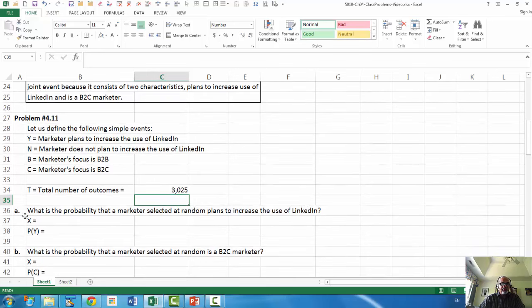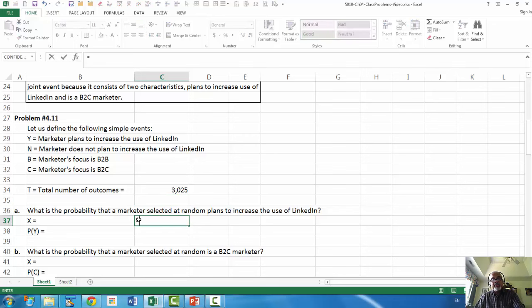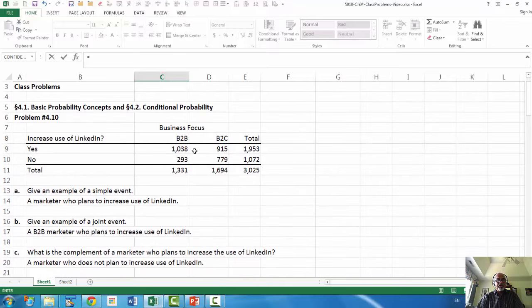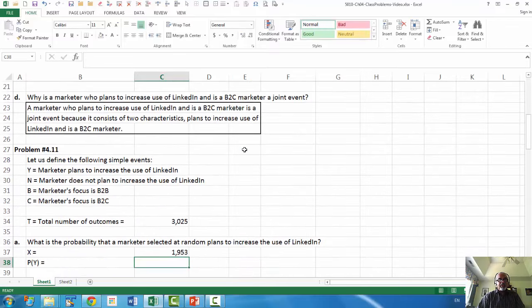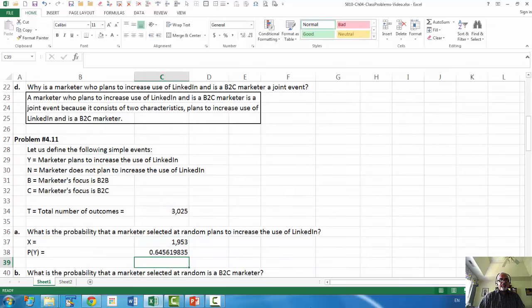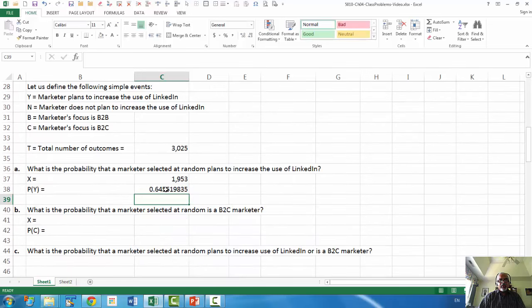So for example, the first question is, what is the probability that a marketer selected at random plans to increase the use of LinkedIn? This is a simple event, planning to increase the use of LinkedIn. So X here is increased use of LinkedIn, yes, which is that. If you take that X divided by T, that will give us the probability of Y, Y being planning to increase the use of LinkedIn.